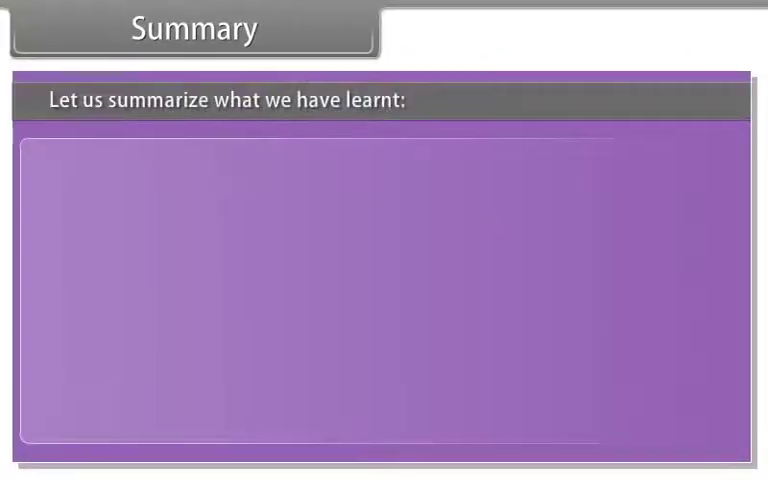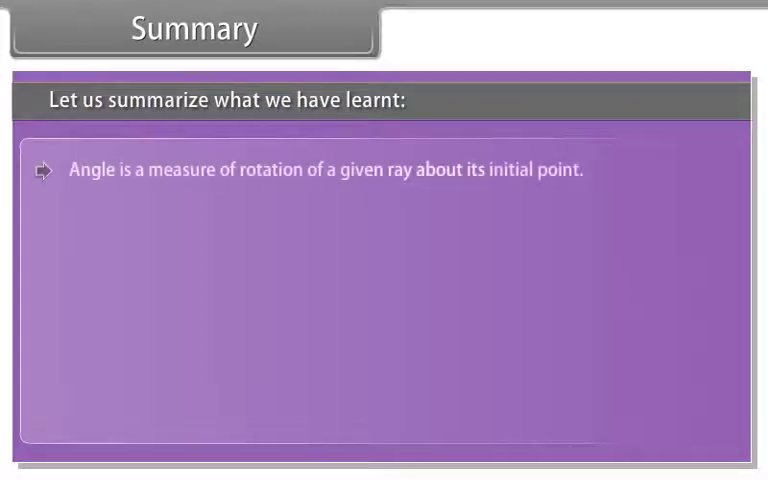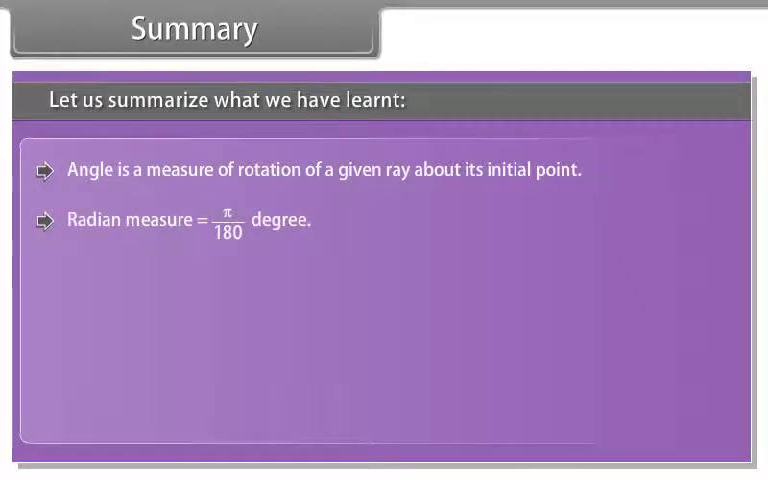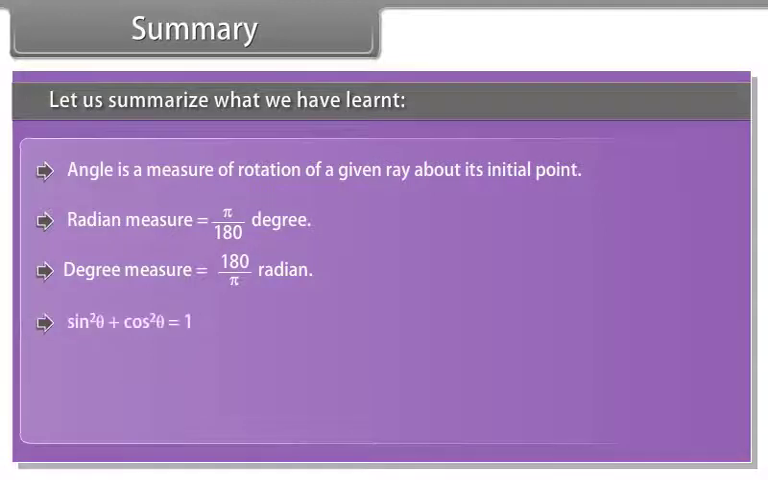Summary. Let us summarize what we have learned. Angle is a measure of rotation of a given ray about its initial point. Radian measure is equal to pi by 180 into degree measure. Degree measure is equal to 180 by pi into radian measure. Sine square theta plus cos square theta is equal to 1. Sec square theta is equal to 1 plus tan square theta. Cosec square theta is equal to 1 plus cot square theta.